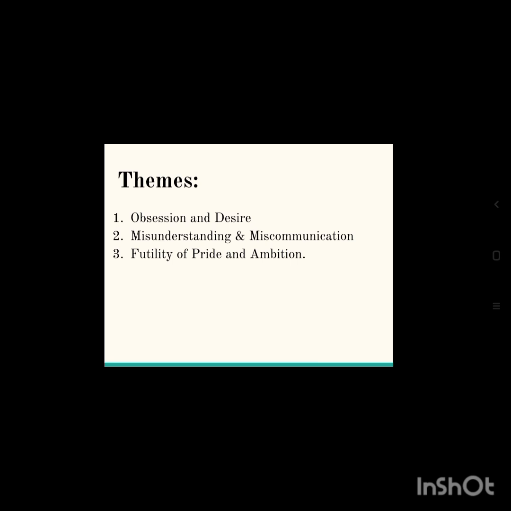Misunderstanding and miscommunication. In schools, the students are very afraid of their teachers, especially the principals. So they lack communication, and they lack understanding between the principal and the students themselves. If the communication and understanding go well between teacher and students, or between principal and students, the education system will improve a lot. So this is what is told in the poem. Then, futility of pride and ambition, one more theme of this poem.